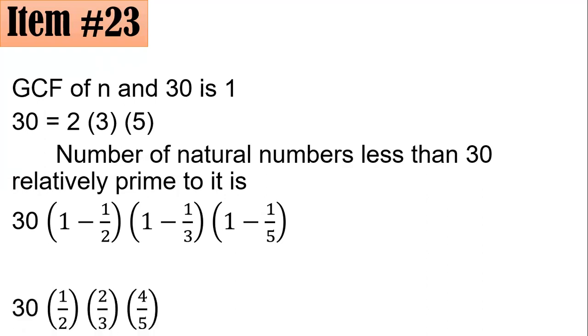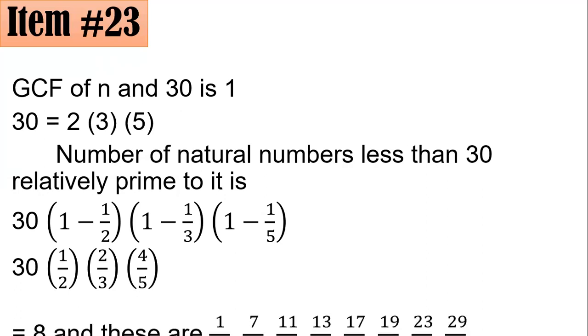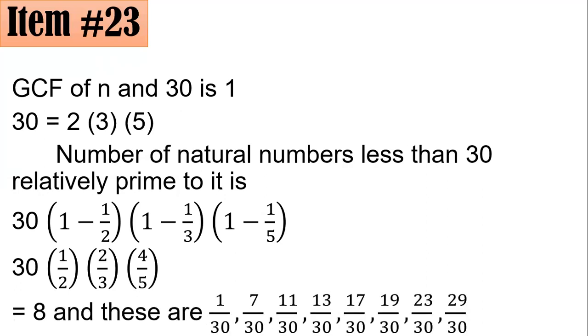1 minus 1/2 simplifies to 1/2. 1 minus 1/3 simplifies to 2/3, and 1 minus 1/5 simplifies to 4/5. And multiplying these 4, 30, 1/2, 2/3, and 4/5, you get 8.